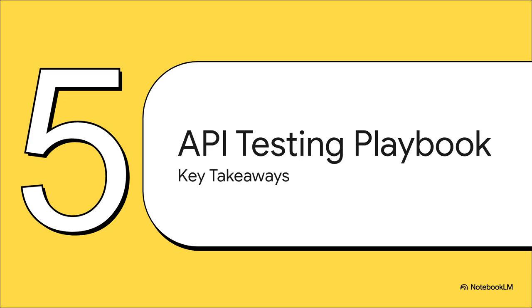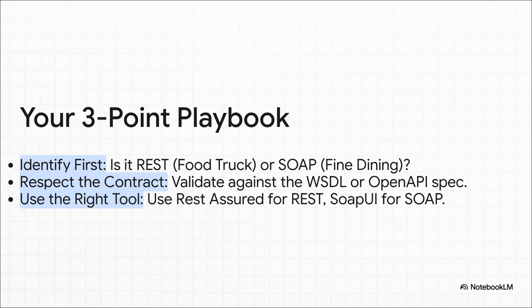Okay, we have covered a ton of ground here, so let's boil it all down into a simple, actionable playbook you can take with you and literally use on your very next project. Here it is, your 3-point playbook. Number 1, identify first. Are you at the REST food truck or the SOAP fine dining restaurant? Your entire strategy hinges on that one question.